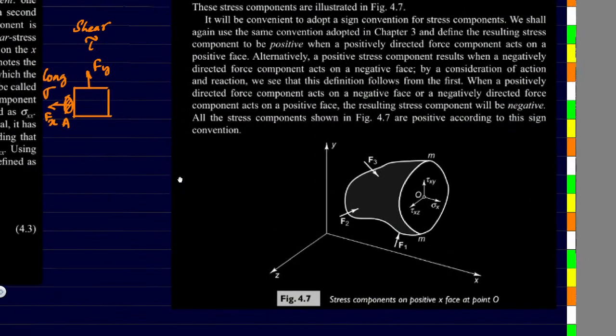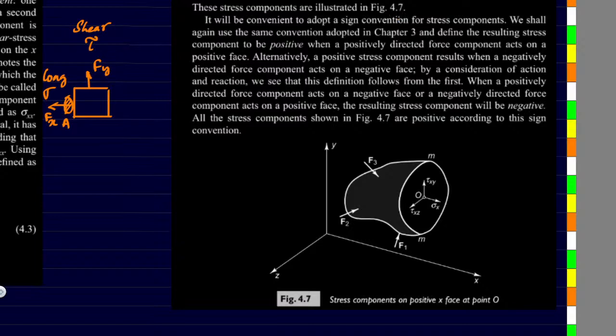Moving ahead here, you can see the stress components are illustrated in figure 4.7. It will be convenient to adopt a sign convention for the stress components. We shall again use the same convention adopted in chapter 3 and define the resulting stress components to be positive when a positively directed force component acts on a positive face. Alternatively, a positive stress component results when a negatively directed force component acts on a negative face. By consideration of action and reaction, we see that this definition follows from the first.